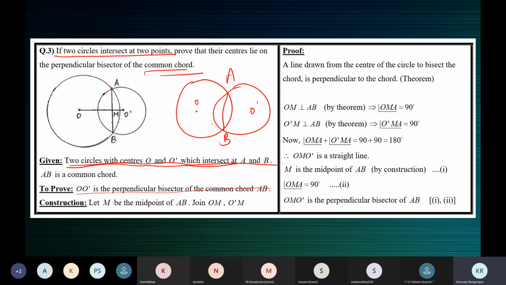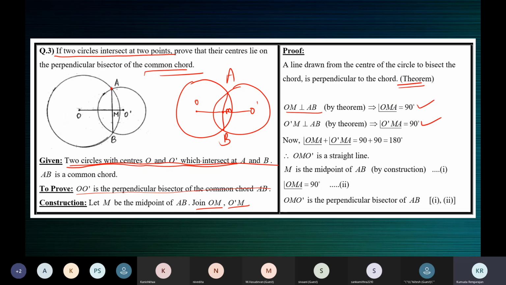Construction: Let M be the midpoint of AB. Join OM, join O dash M. A line drawn from the center of the circle to bisect the chord is perpendicular to the chord. So this is the theorem which we're going to use to get these results.